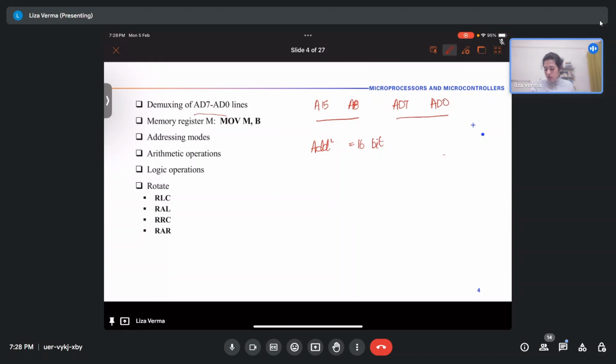All right. So the next point is memory register. First of all, we need to understand what the different addressing modes of the 8085 are before knowing what memory register is. So 8085 has basically five kinds of addressing modes, and I'll be discussing them one by one.